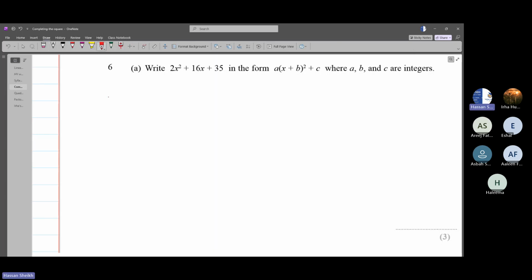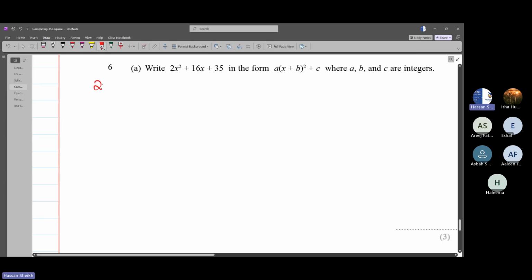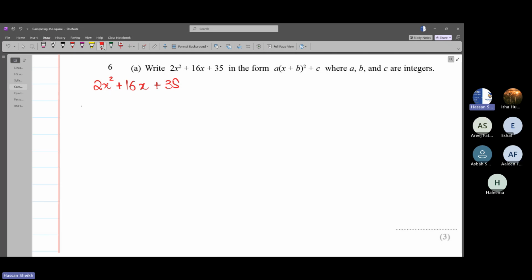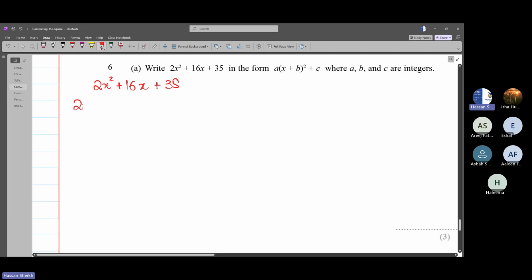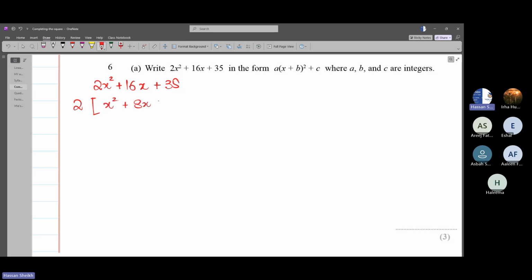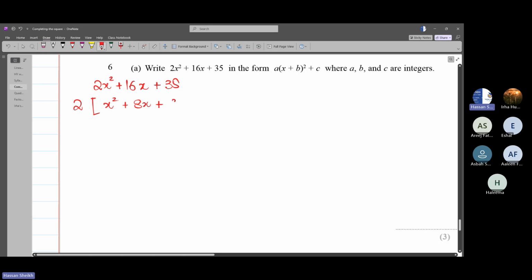Okay, first step, do we have a coefficient of x square as positive 1 here? No. Which means we need to turn it into that. So how will I make it positive 1? I'll take 2 common. Do you agree when we take 2 common it will become x square plus 8x plus 35 over 2?